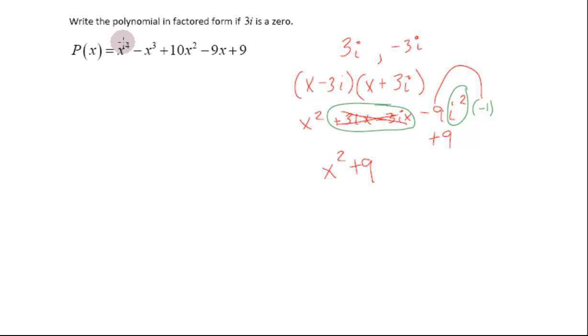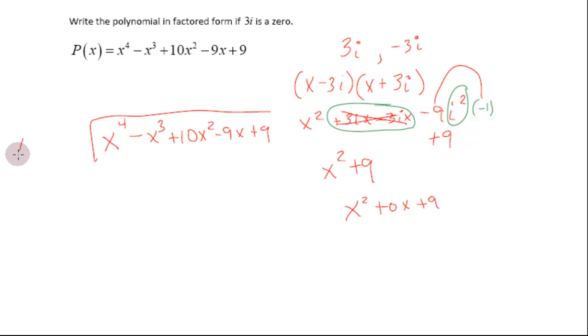Now, if we take this polynomial and divide that out, we're left with a quadratic where we can find the other two zeros. So that's what we're going to do. But remember, x squared plus 9 is missing the middle variable, right? x squared plus 0x plus 9. So let's set this up for long division: x to the fourth minus x cubed plus 10x squared minus 9x plus 9, and we're going to divide it by x squared plus 0x plus 9.